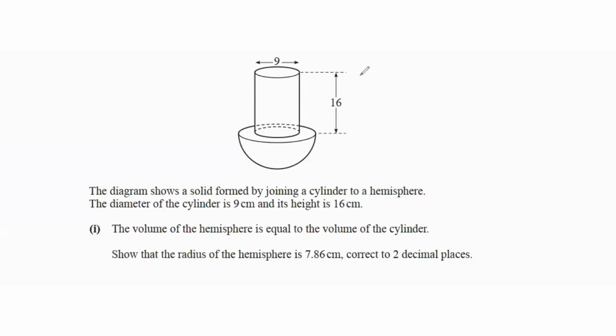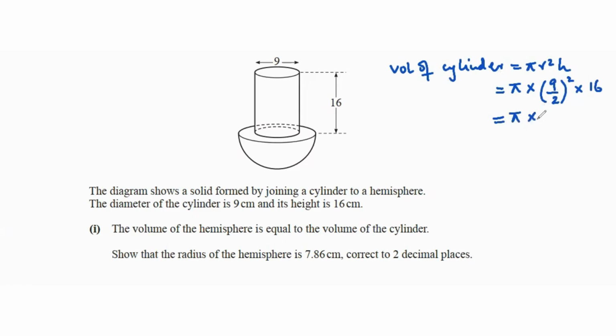So what we'll start with is using the volume of the sphere is the volume of the cylinder, which is pi r squared h. Pi times 9 over 2, since 9 is the diameter, so the radius is going to be half of it, times 16, which is pi times 81 over 4 times 16. And that is going to equal 324 pi. I'm going to keep it in terms of pi right now.